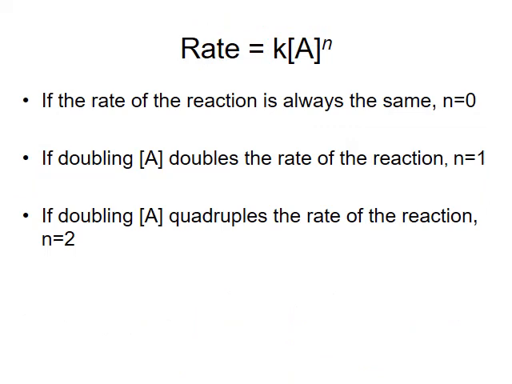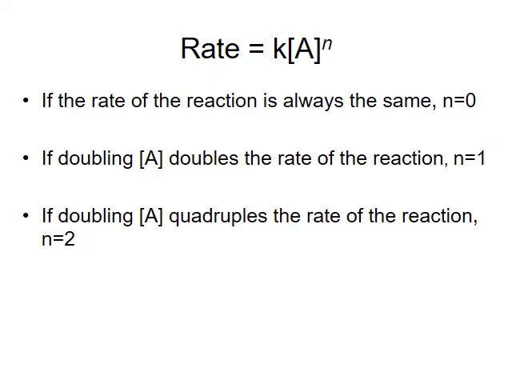So in the examples I just went through, I showed you how to do the calculations to figure out reaction order, to do the comparisons between rate and concentration. But the truth is, if you recognize the pattern of rate change, you can identify these common orders without necessarily doing the calculations. For example, if you notice that the rate of the reaction is always the same, regardless of the starting concentration, then you have a zero order reaction.